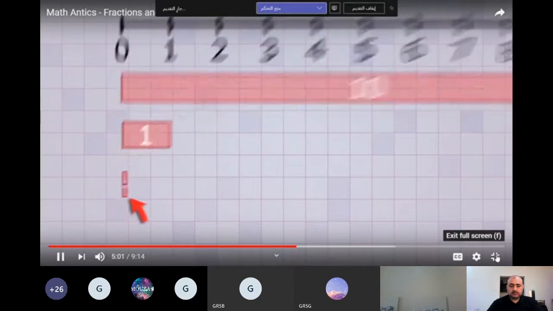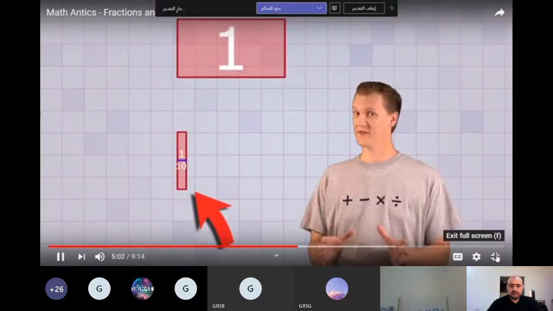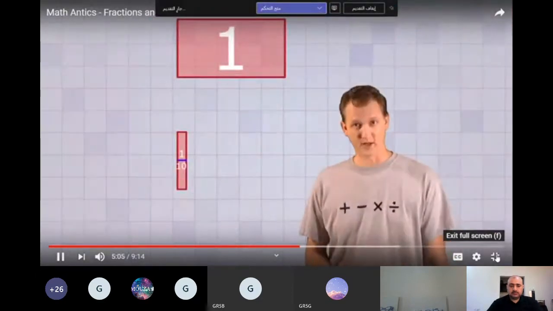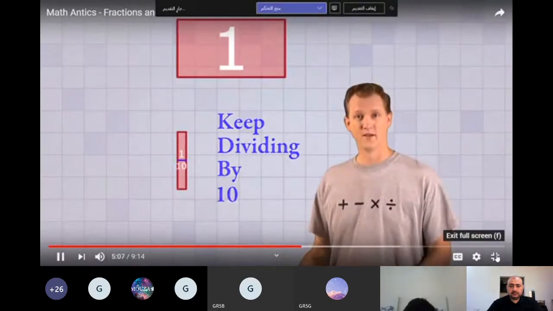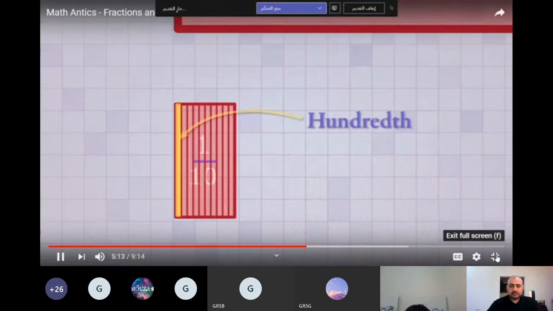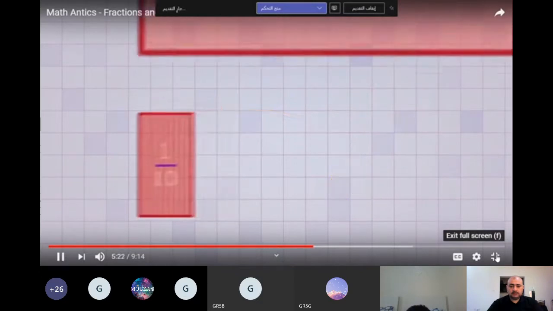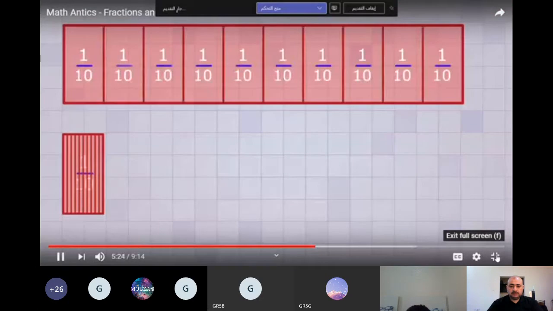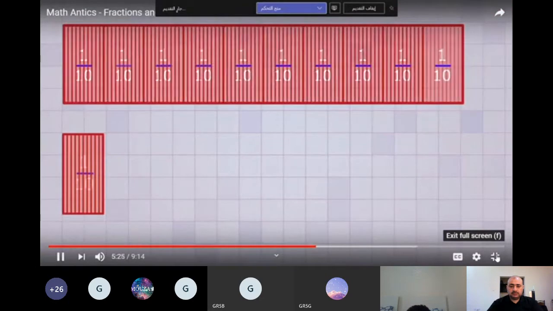A 10th is a small number, but we can get even smaller building blocks if we keep dividing by 10. So let's take 1/10 and divide it into 10 equal parts. This even smaller fraction is called a hundredth, which is 1 out of 100. And since it's 1 over 100, it would take 100 of them to equal 1. We can see this by taking all 10 of our tenths and dividing each of them into 10 parts. Now, if we count up all of those smaller parts, we'll find that there are 100 of them.